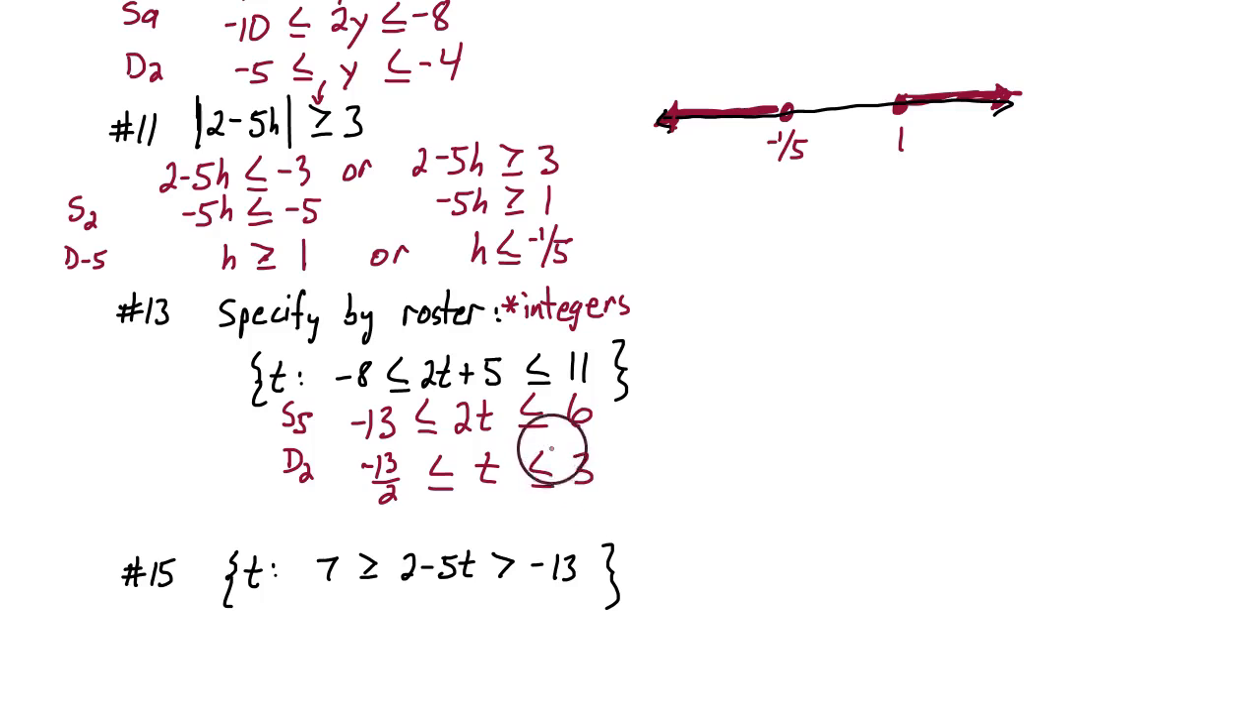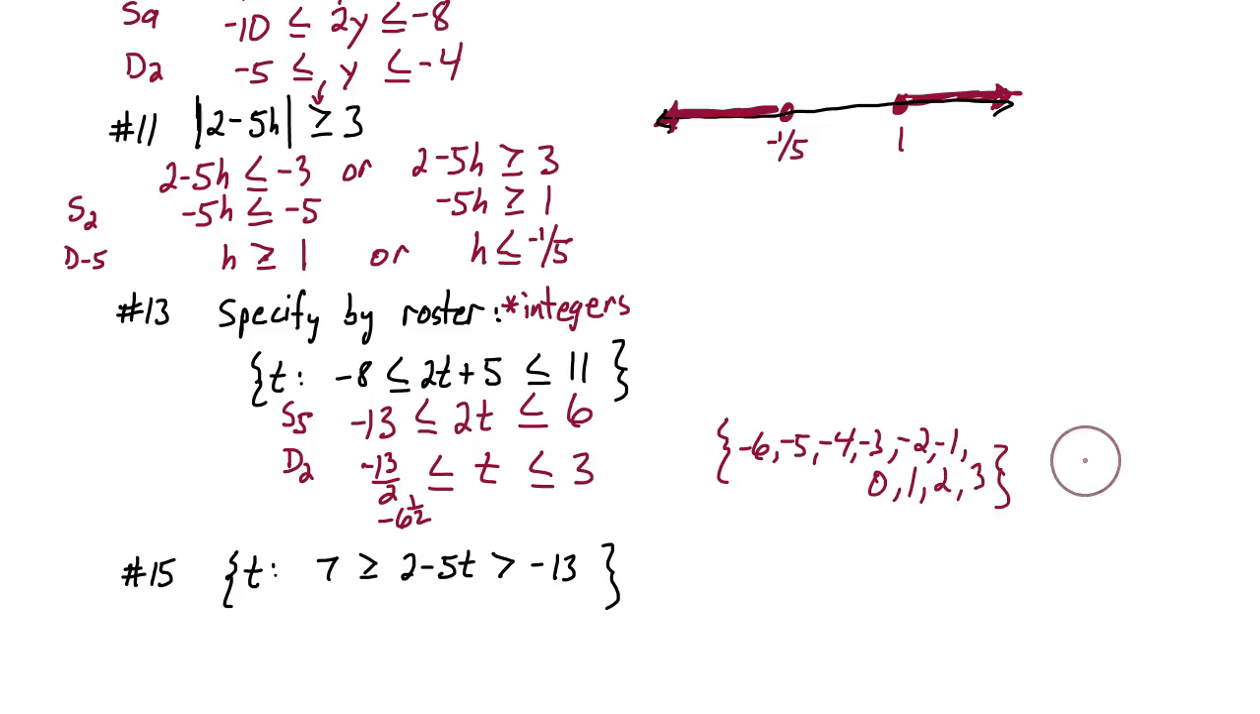To help us figure out the integers, it might be useful to change this fraction into its mixed number form. Negative 13 halves is the same thing as negative 6 1/2. Now we can find the numbers that are in between negative 6 1/2 and positive 3. Let's list them. Negative 6, negative 5, negative 4, negative 3, negative 2, negative 1, 0, 1, 2, and 3. All of these are the integers that work for t.